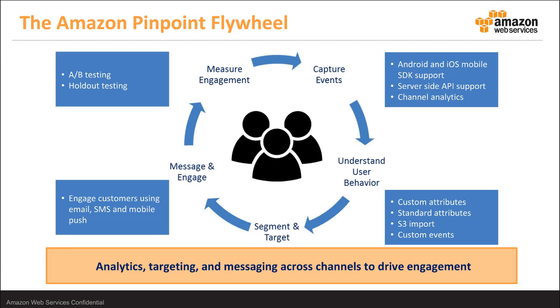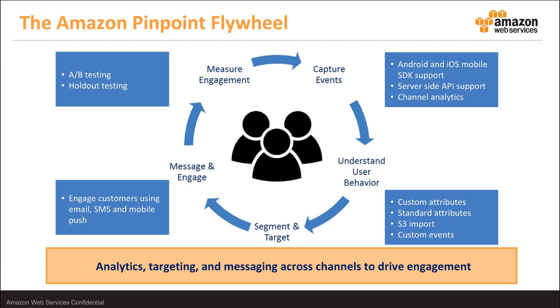So think about this. You have your analytics, where you can capture events and measure engagement. How do you capture events? You capture events using the mobile SDKs that AWS provides. You have server-side support via API to bring in events. You also have channel analytics to measure the effectiveness of each channel. What were my opens and clicks on my emails? What was my delivery rate on SMS, and response rates? What were my deliveries, opens, and responses on mobile push?